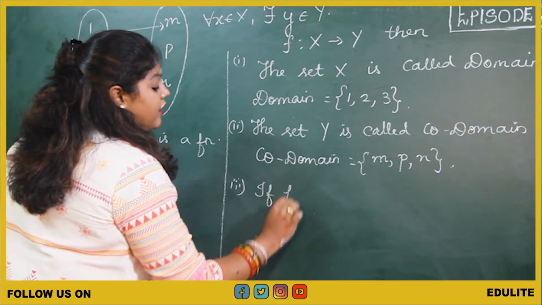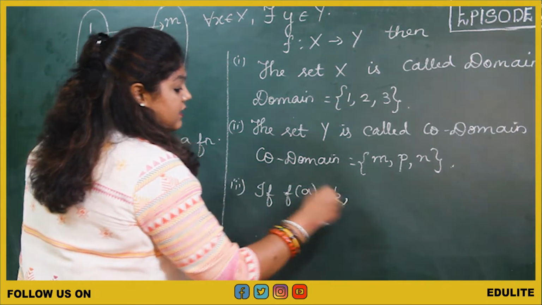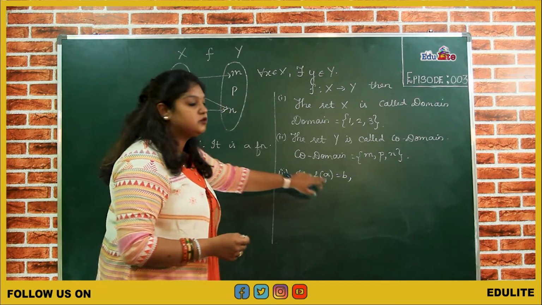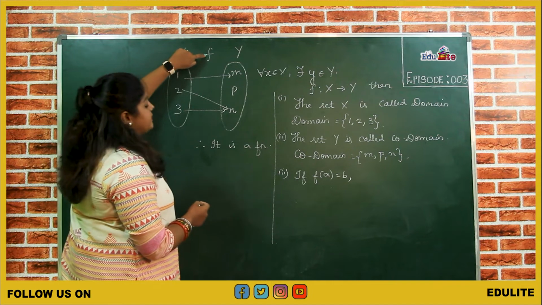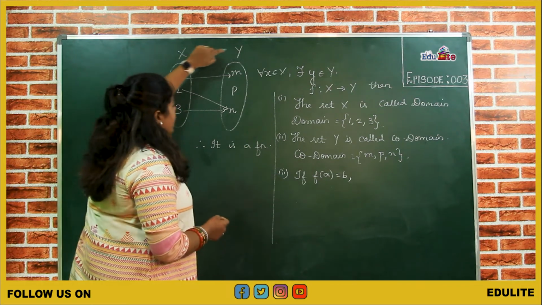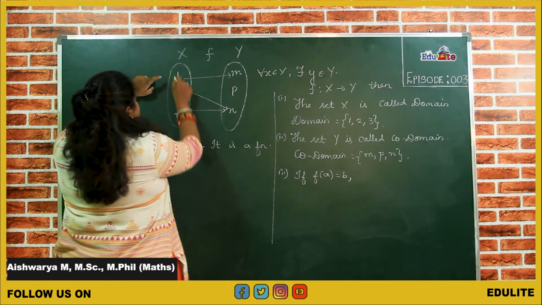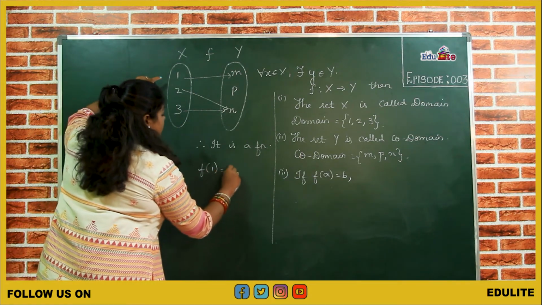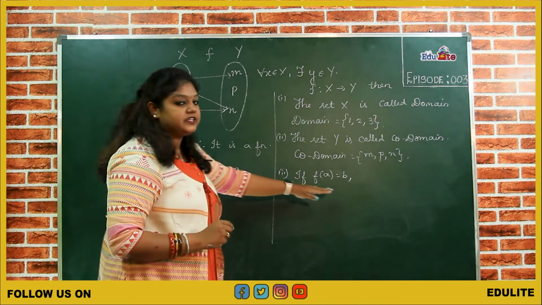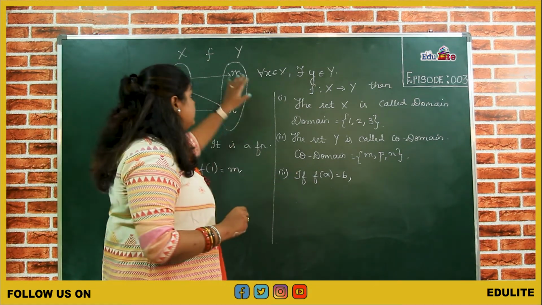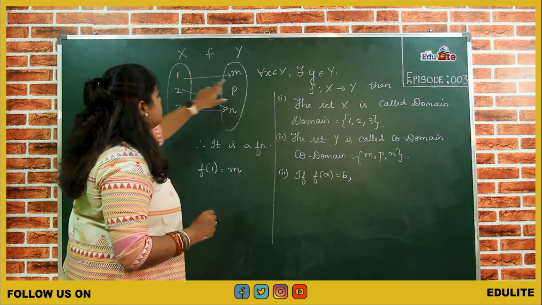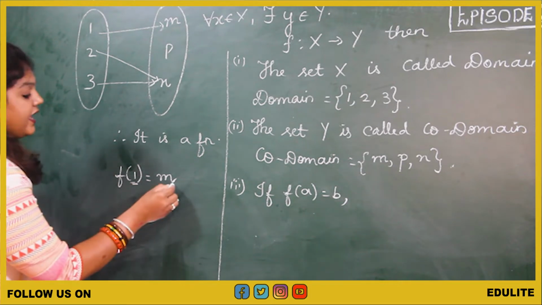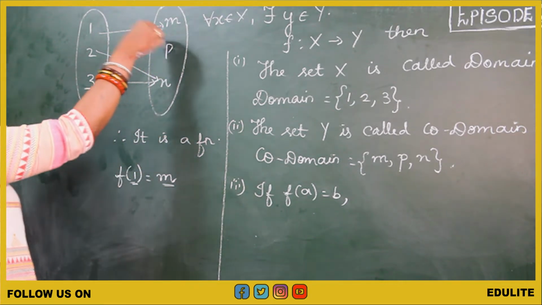if f of a equals b, I will tell you how to write this f of a equals b for this function. So, f is a mapping from X to Y. For the first point, this can be written in such a format: f of 1 is equal to m. So, this is the general format, f of a equals b. In a function, f of 1 is equal to m. This represents the value of x and this represents the element in set Y.